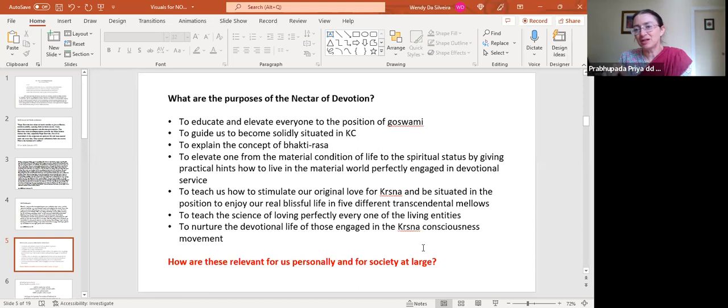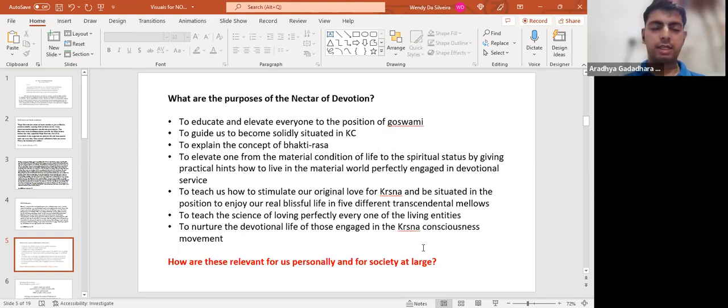I see a couple of hands, but we would need to go through these. So I'm just going to take one response to each question. So now, can someone say how this first thing, elevating everyone to the position of Goswami, is relevant for society at large? Aradhya Gadadhar Prabhu, would you like to speak on that?